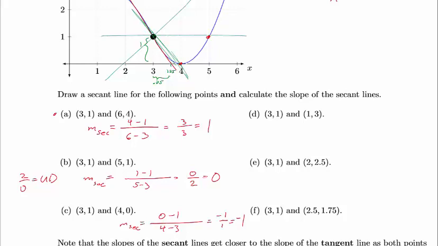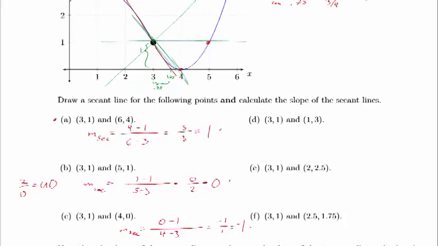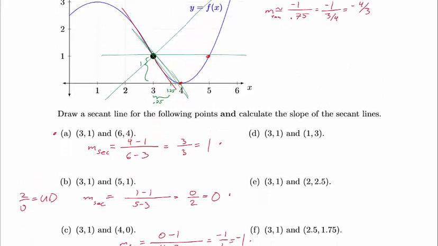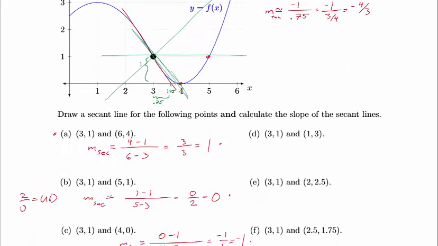So you note that we started off with a slope of 1, and then 0, and then negative 1. And you can see that as you start getting the second point closer and closer, we're going to start getting really close to the actual value, because negative 1 is a lot closer to negative 4 over 3. We just need to go another negative 1/3 over on the slope, and then we will be where we need to be.